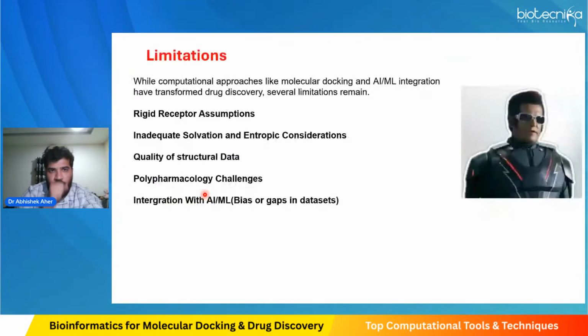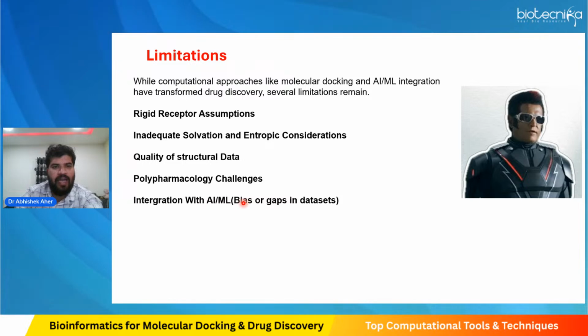So what are the limitations? One limitation of integrating AI and ML is bias. If there is any gap in the data sets, the model will go wrong. So for AI, it is very important that bias is observed and addressed.